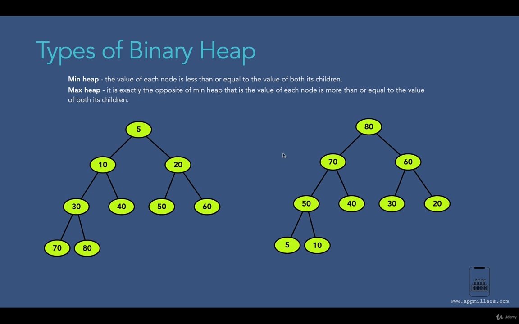Now the second type of binary heap is maximum heap. It's exactly the opposite of minimum heap. That is, the value of each node is more than or equal to the value of its children. So in this case, the tree on the right is a maximum heap. You can easily see that the root node is greater than its children, and here again this node is greater than its children, and the right node is greater than its children, and it continues like this until the end. So in case of maximum heap, the maximum number is the root, and in case of minimum heap, the minimum number is the root.